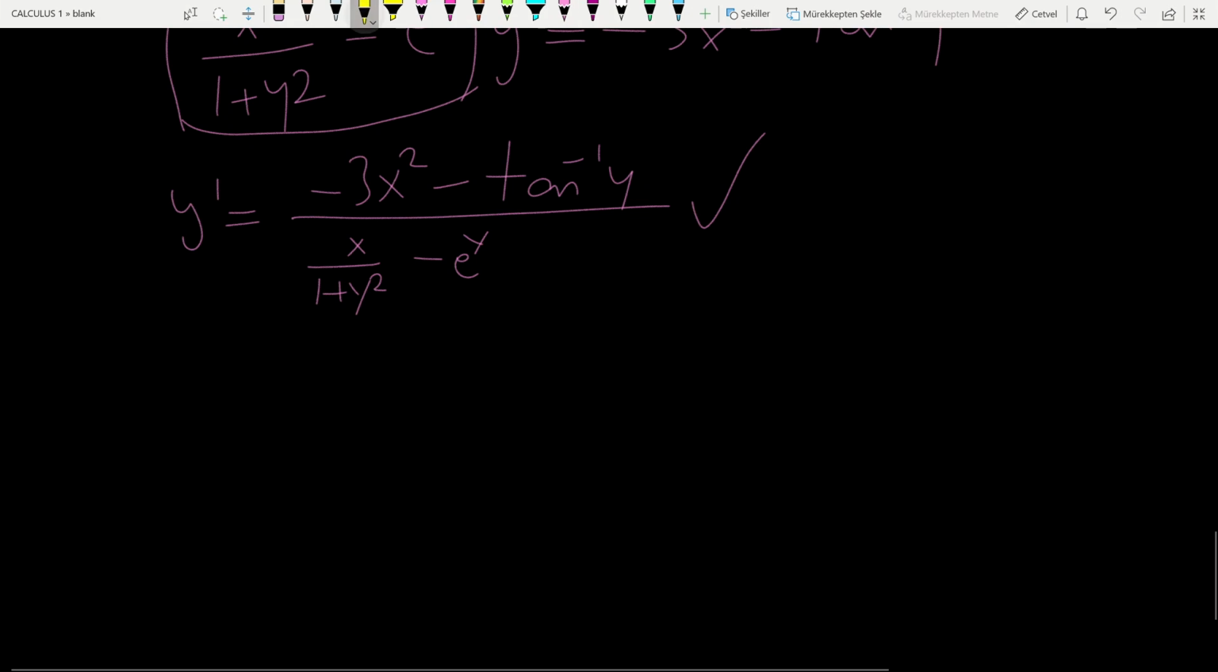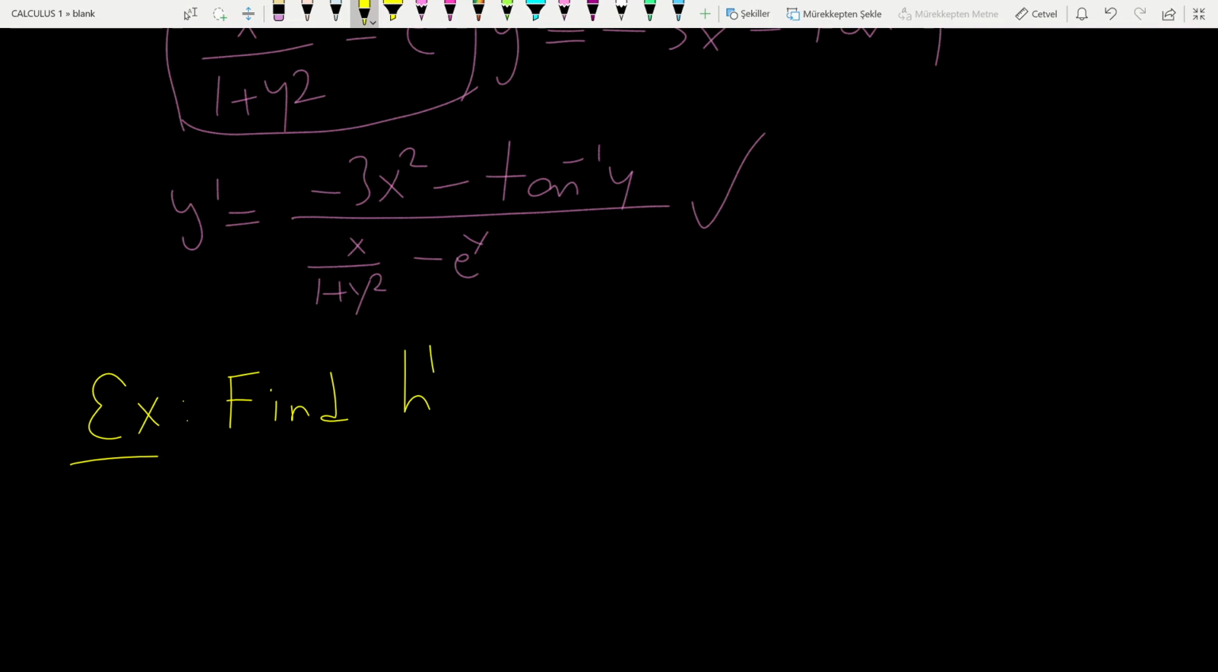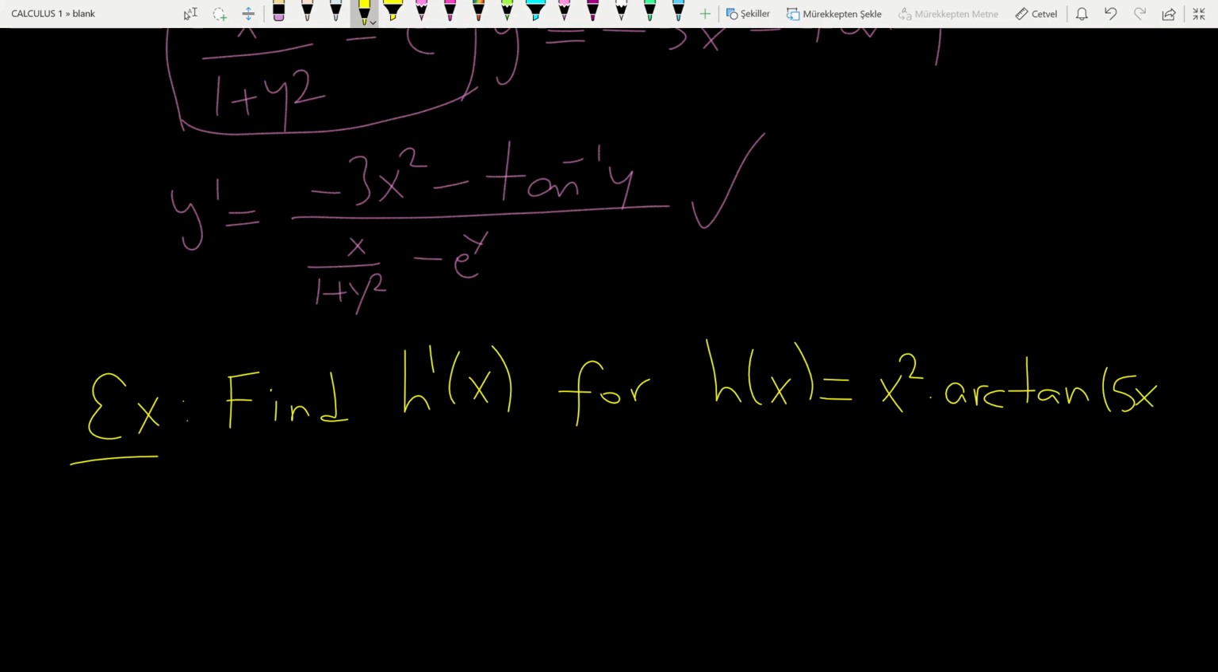Let's solve one more example, one more question. Find derivative of h of x for h of x is equal to x squared times arctangent 5x, for instance. As you see, this function is not an implicit function. Okay, this is an explicit function.